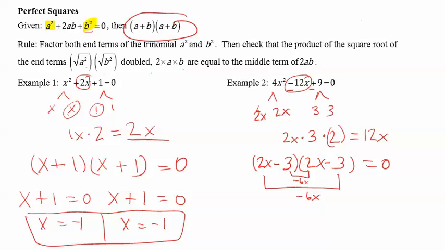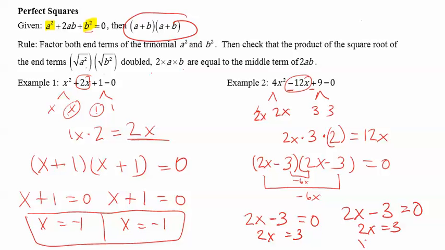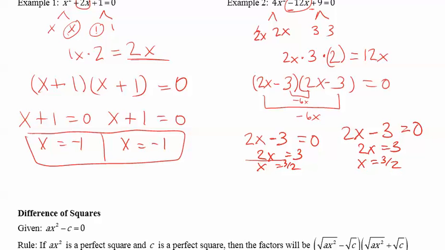Now let's set them equal to 0. 2x minus 3 is equal to 0, and 2x minus 3 again is equal to 0. So 2x is equal to 3, and 2x is equal to 3. Therefore, x is equal to 3 over 2, and of course, x is equal to 3 over 2. So my solution, where the graph crosses the x-axis, is 1.5 or 3/2.